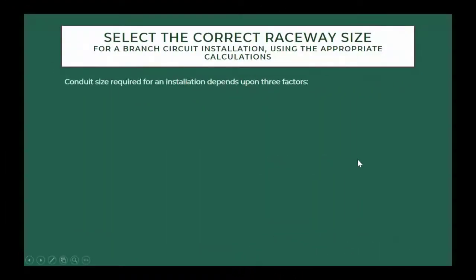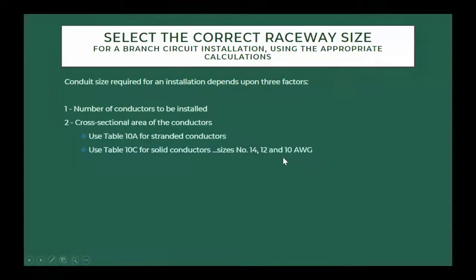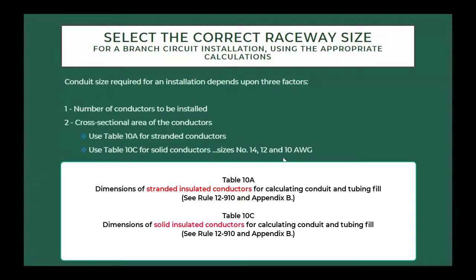Okay, so selecting the correct raceway depends on three things. Well, first, how many wires are going in the pipe? That makes sense. The area, like the cross-sectional area of the conductor. And I don't know if anyone's ever told you this, 10C is for conductors, solid conductors, 14, 12, and 10. So the largest size solid conductor is a number 10. 10A is for stranded conductors.